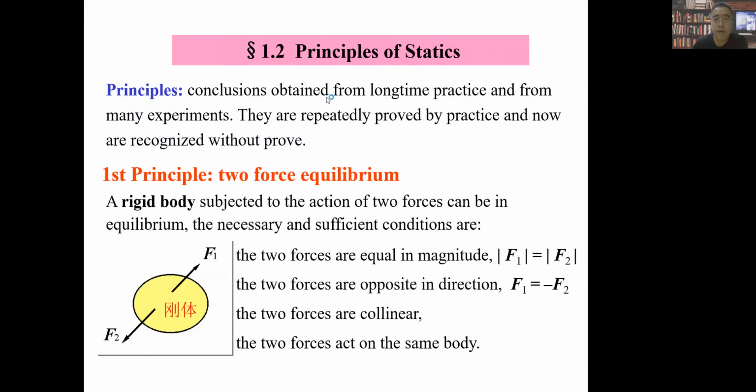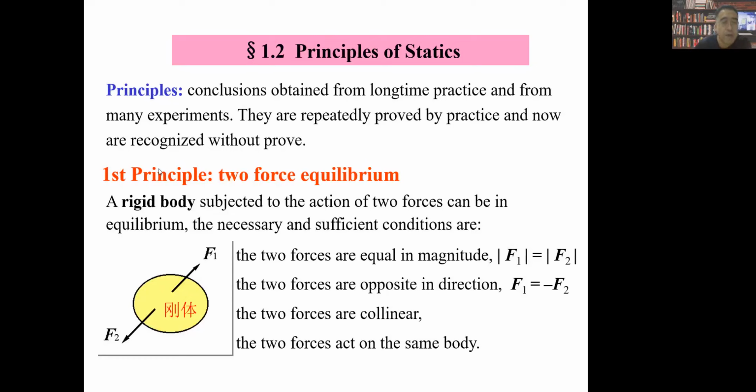Okay, hi guys. Let's start today's class. I think we'd better start from this section, Principles of Statics. If there are any problems hearing me, please tell me in the chat group or at the meeting here. I think last time we just stopped at this page.